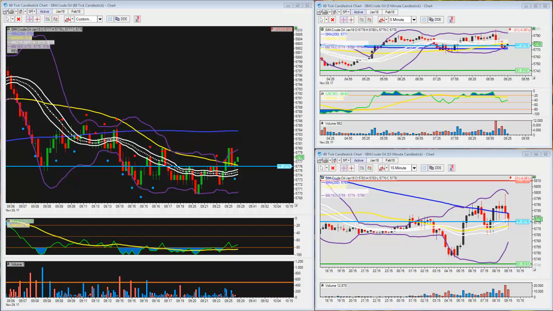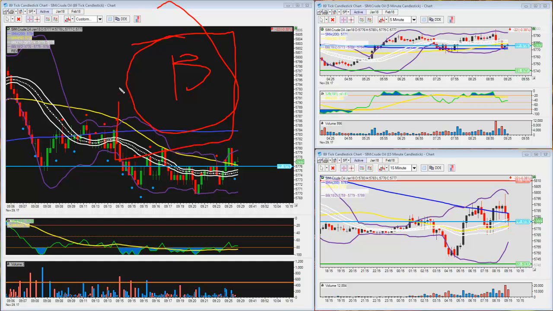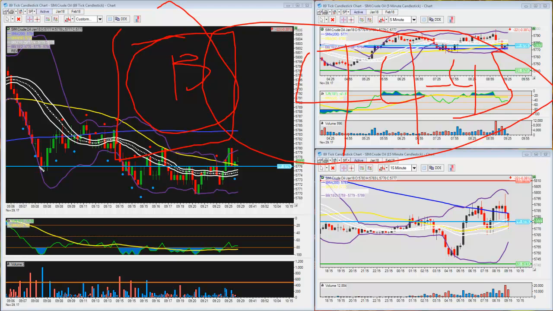So we've determined our 1R is 13. So I'm going to be risking 13 ticks per contract to try to get somewhere between 44 to 45 ticks. That's the goal right now.